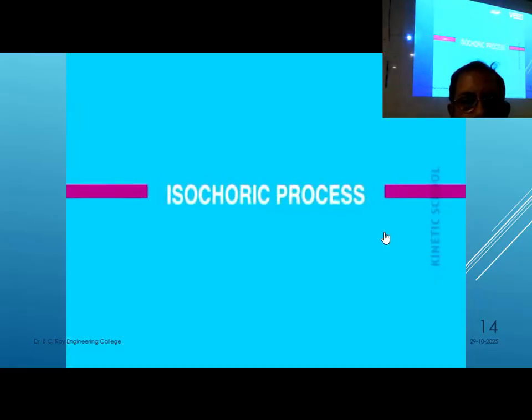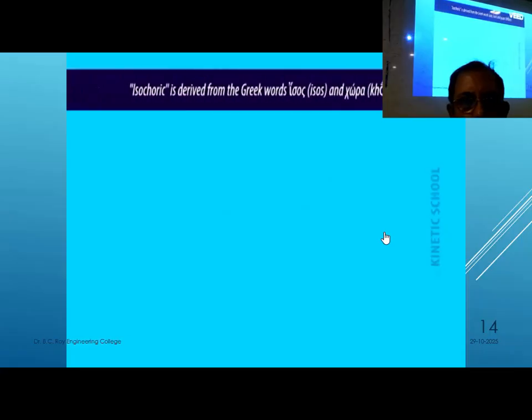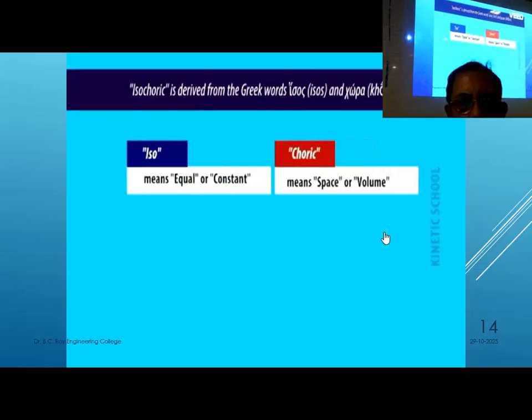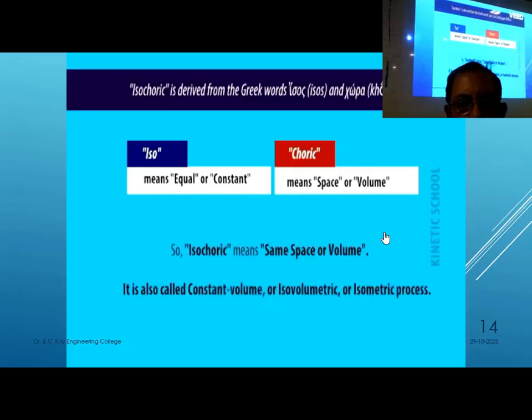Next one is isochoric process. Isochoric is derived from the Greek words isos and chora. Iso means equal or constant, choric means space or volume. So, isochoric means same space or volume. It is also called constant volume or isovolumetric or isometric process.